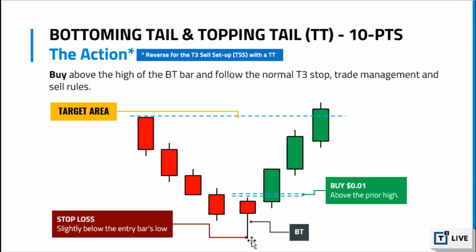Stop is under the low, the pivot low, the lowest low basically. You can also put the stop under the entry bar's low, but you're basically being aggressive. You're reducing the favorable odds.